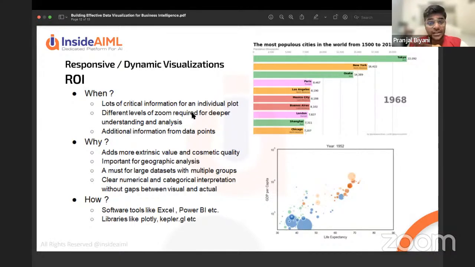It adds a lot of cosmetic value. Cosmetic means it looks better. It feels more reliable. Customers think that this is a live active platform, right? And you should understand that there are different levels. So for example, if you're looking at a geographical plot, you can look at it at the country level. Then you might want to zoom in and look at a state level. Then you might want to zoom in and look at a city level. So in that case, a static chart will not help you. A dynamic responsive chart is very essential.